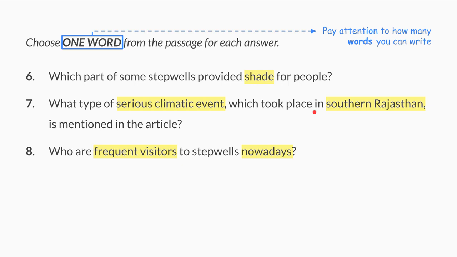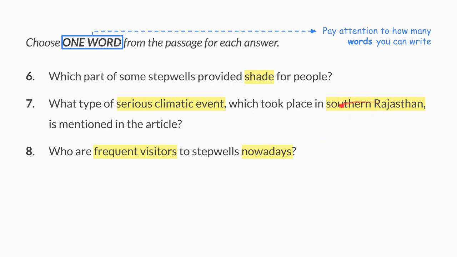Now I'm going to ask you, out of these three questions, which question do you think is going to be the easiest one to solve? Take a moment to guess. Which keyword do you think is going to be the easiest one to find? Shade, serious climatic event, southern Rajasthan, frequent visitors, or nowadays? Which one?